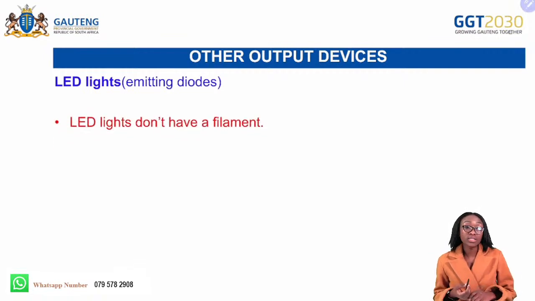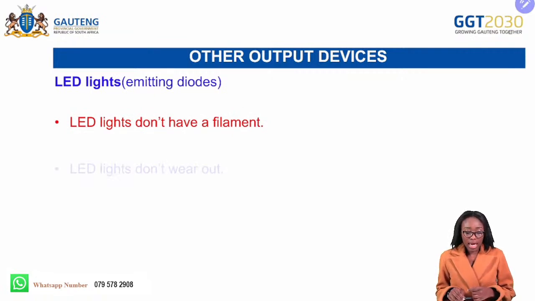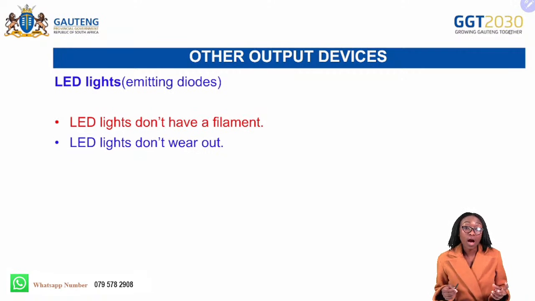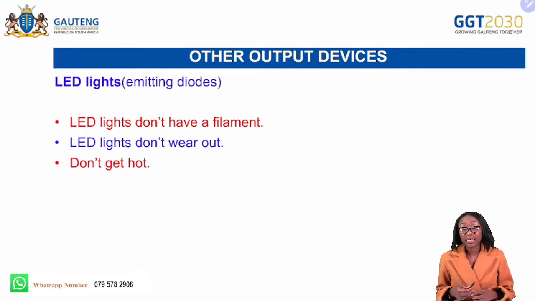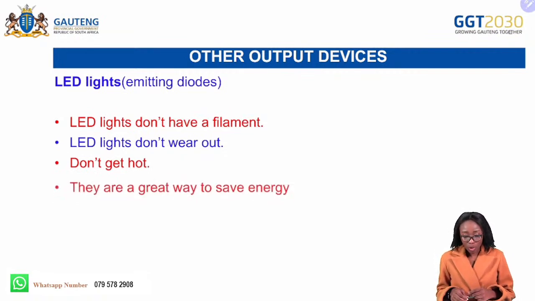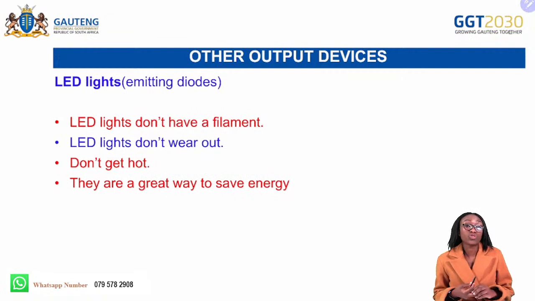What are the advantages of LED lights? LED lights don't have a filament. And LED lights don't wear out. So which means they actually last a very long time and they don't get hot. And they also are a great way to save energy.